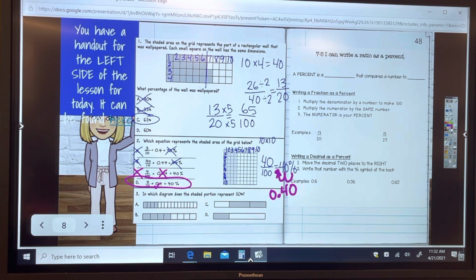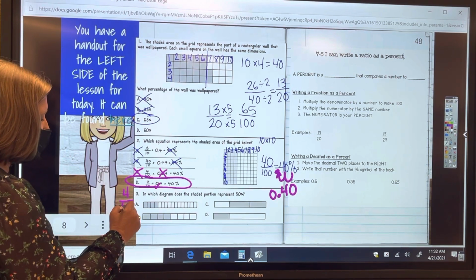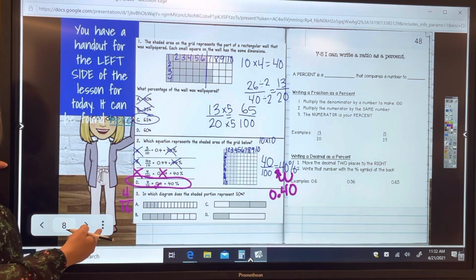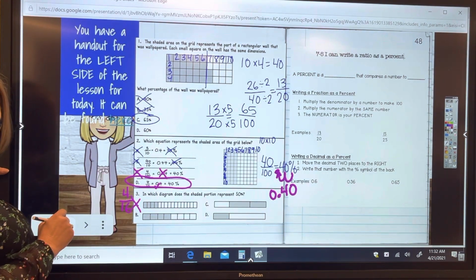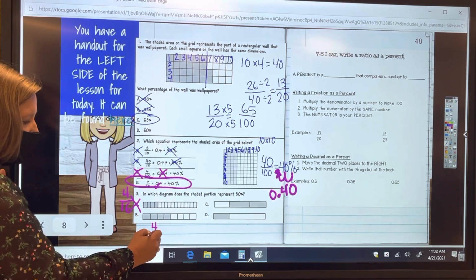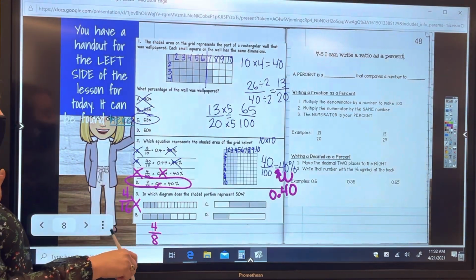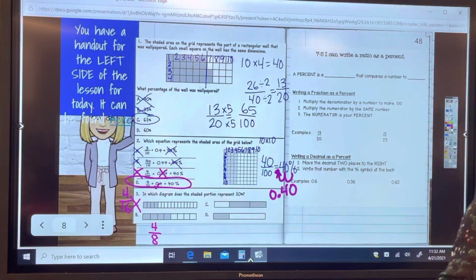All right, A, how many squares are shaded? 4. How many total squares are there? 16. Is 4 half of 16? Nope, mark it out. B, how many are shaded? 4. How many total? 8. Is 4 half of 8? Yes. So I'm going to leave that one right there for a second. I'm going to come back to it, okay?